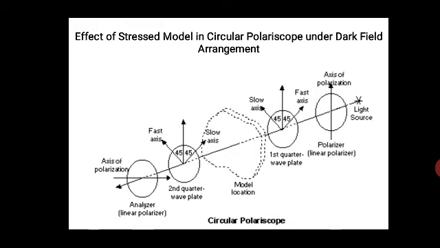Further, in the absence of the model, the effect of the first quarter wave plate is cancelled. Whenever there is no object in between, the effect of the quarter wave plate is cancelled. Hence, the background is dark and the setup is called a dark field setup. Also, the fringe pattern observed on the screen will contain only the isochromatics and there will not be any isoclinics. Since the source is monochromatic, all the isochromatic fringes appear on the dark field.